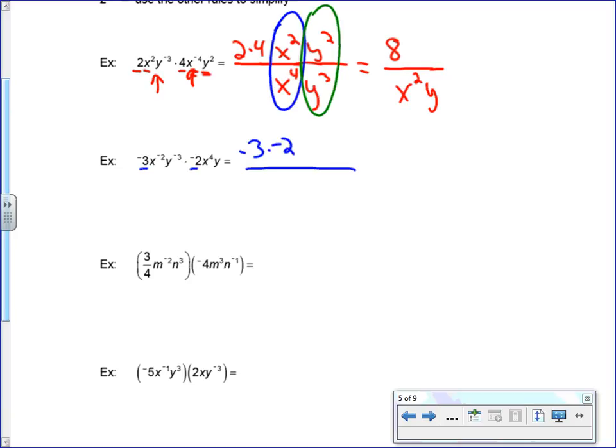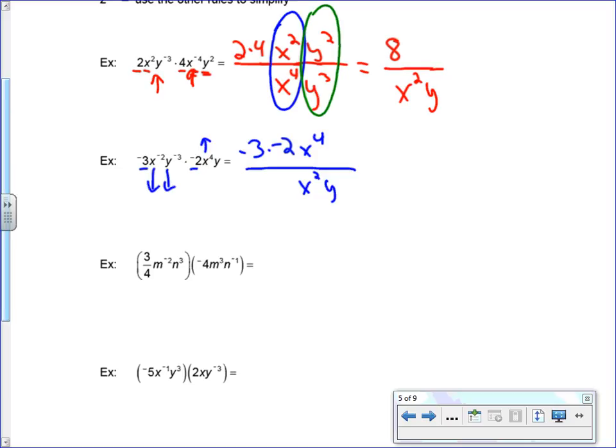Okay, what do I do with this x? Move it to the bottom. And what do I do with this x? X to the 4th. What do I do with it? Leave it on the top like that. And see, you see how I'm lining them up so my x's are above each other so I can see them a little bit better? Okay, what do I do with this y?